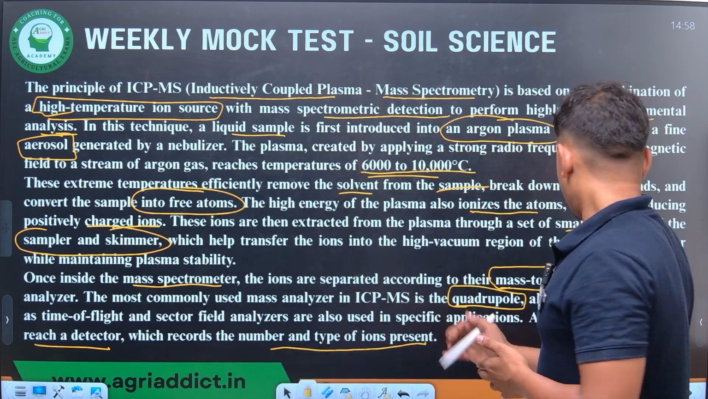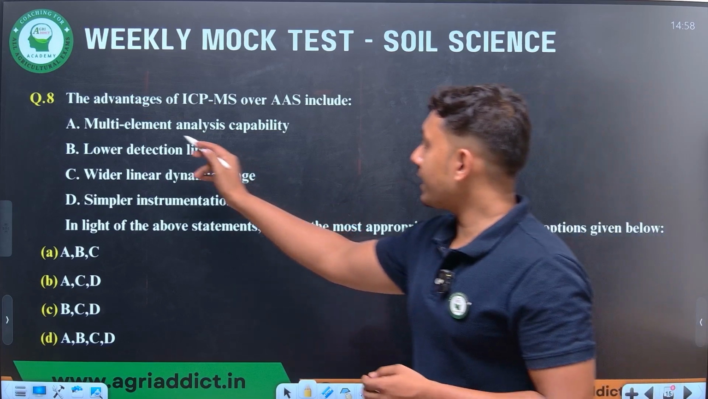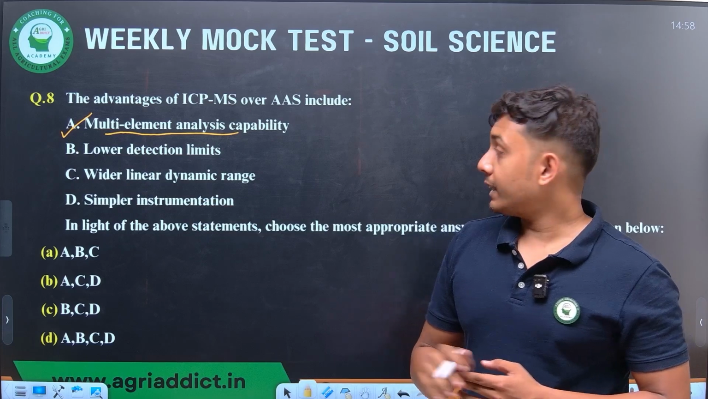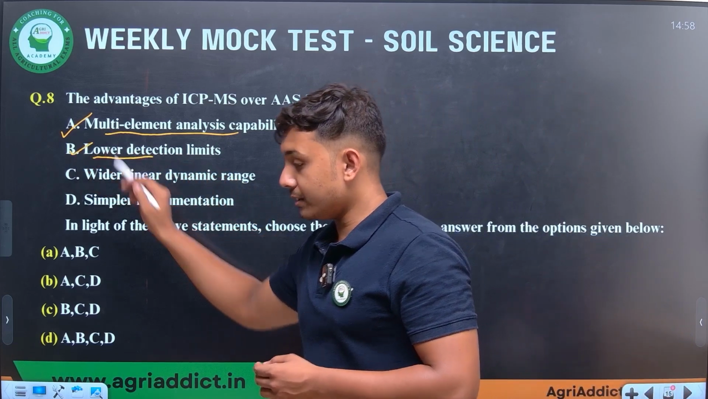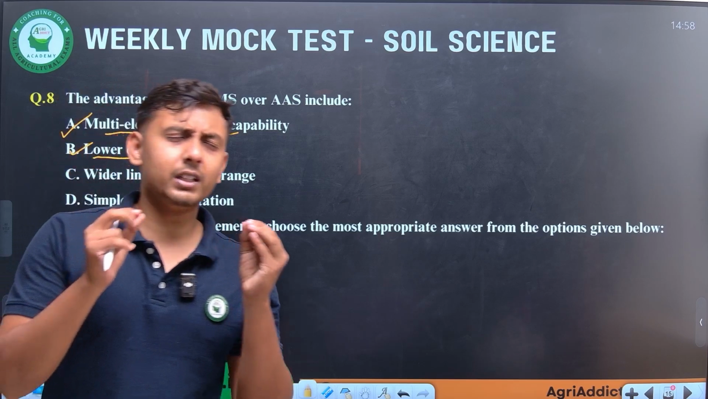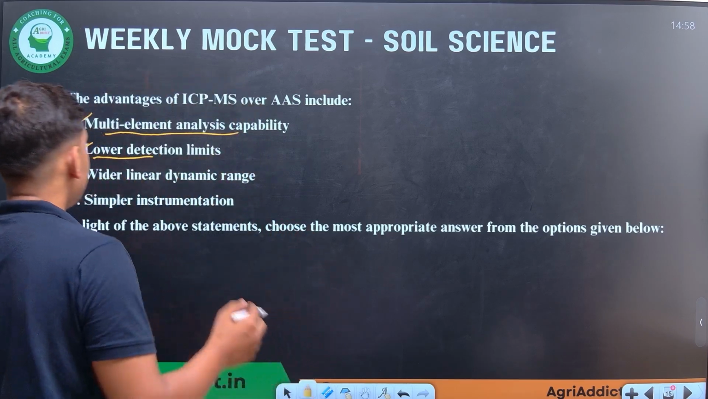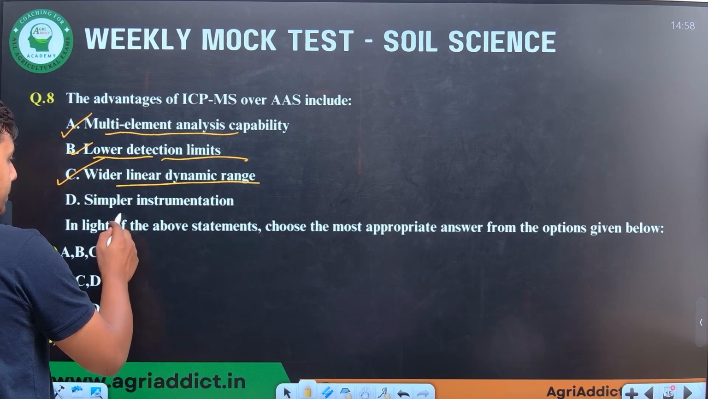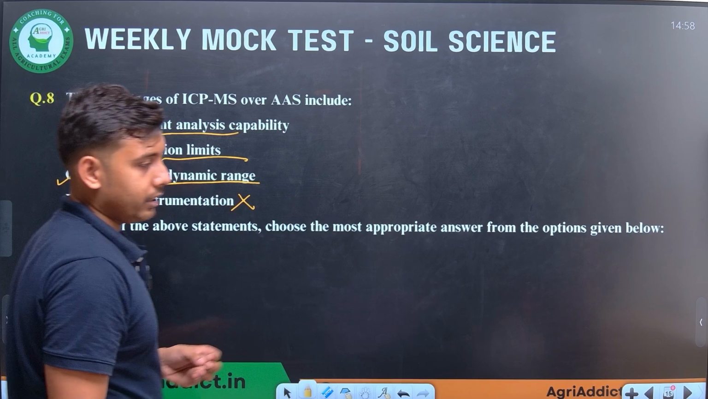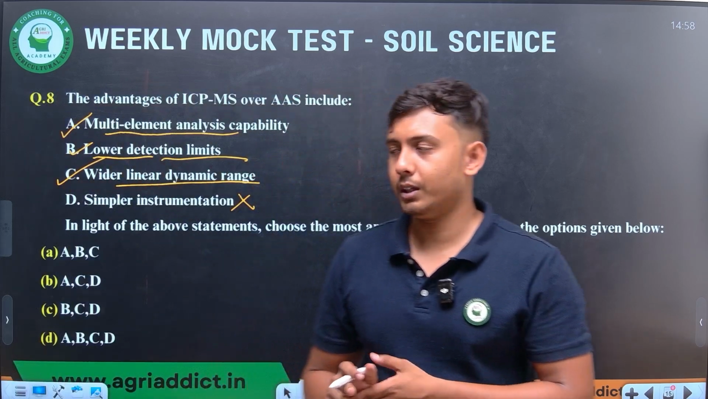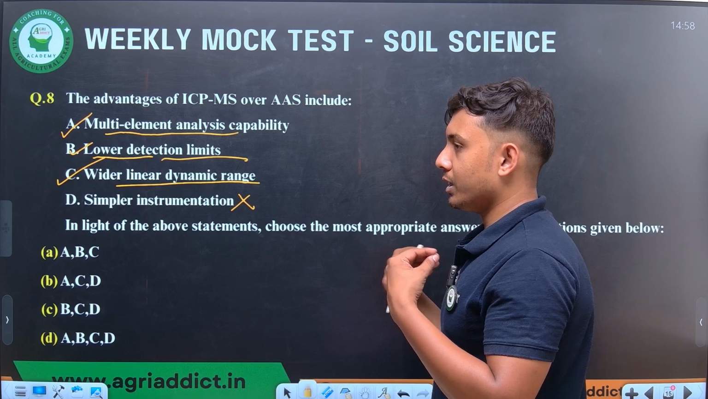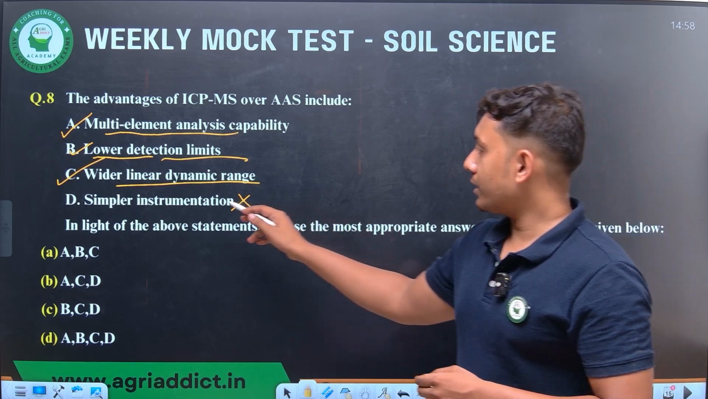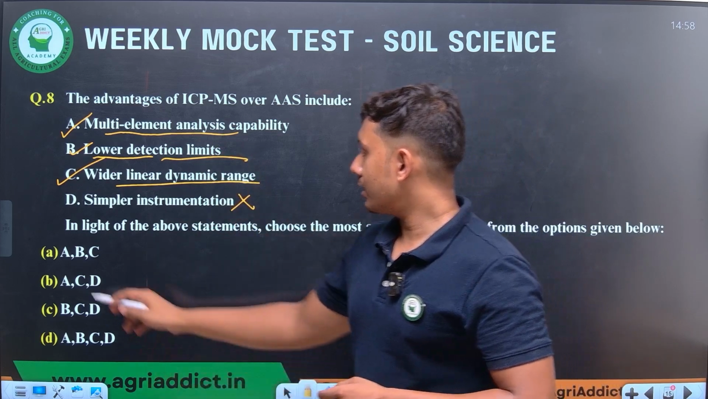So by this we can understand that it is a multi-element analysis. Okay, this is right. Also, it has a lower detection limit. That means if it is present in very small amounts, it can also detect that. It also has a wider linear dynamic range. It is simpler instrumentation? No, this option will not be correct. The instrumentation is not simpler than AAS, it is very complicated and also expensive. So this option will not be correct. So A, B, C will be the answer.